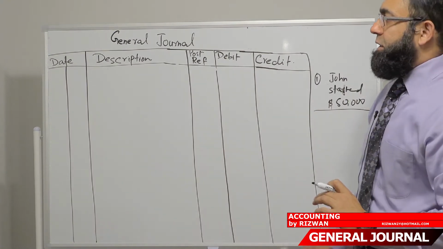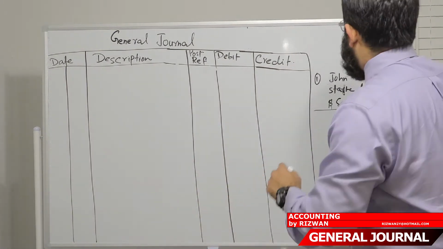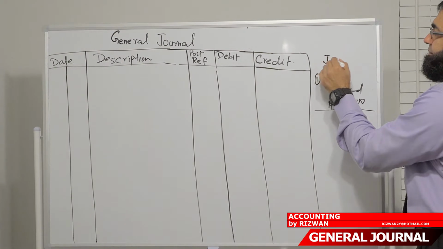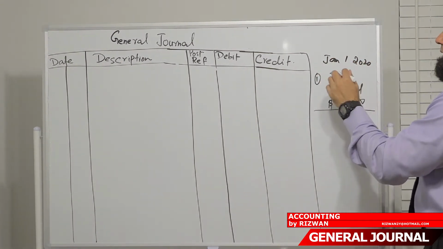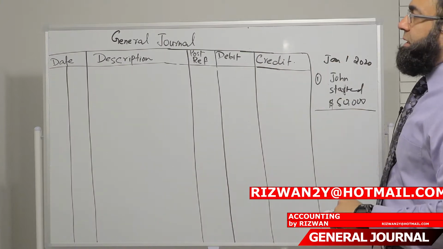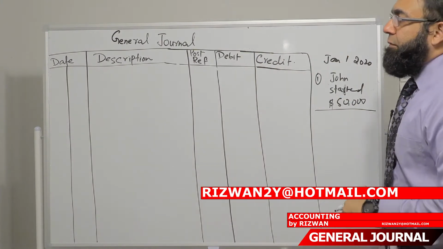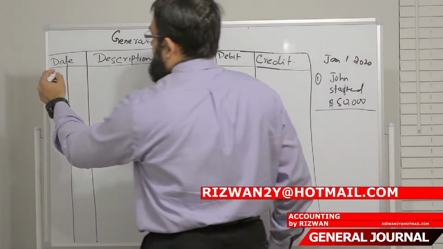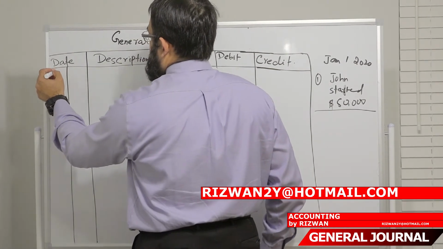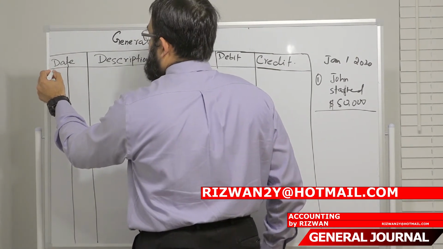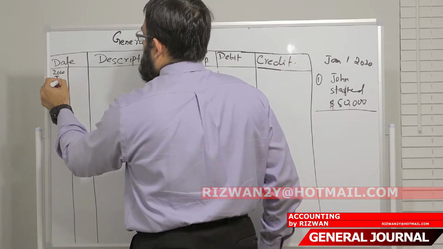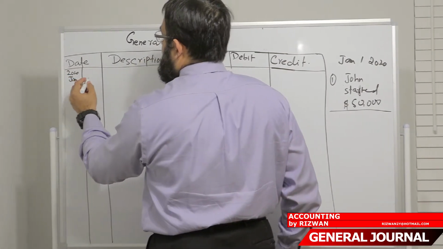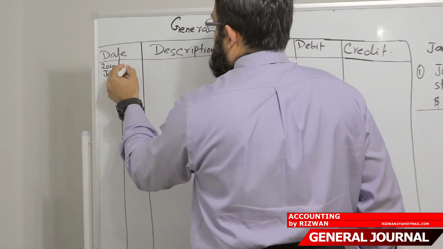So this is what we are going to do. Let's say I'm just giving an example. Let's say January 1st of 2020, he's putting this transaction in the general journal. We put the year over here, 2020. Always put the month over here, January, and I'll put January 1st.